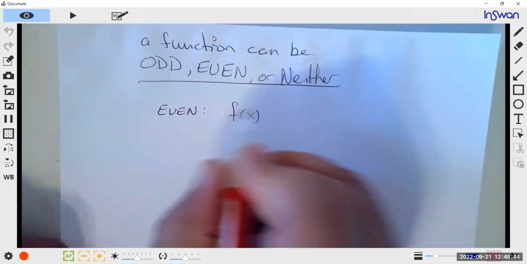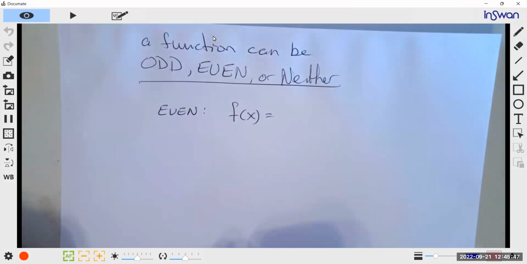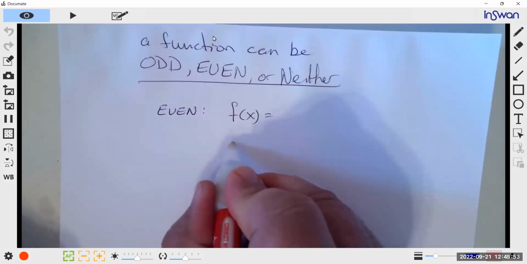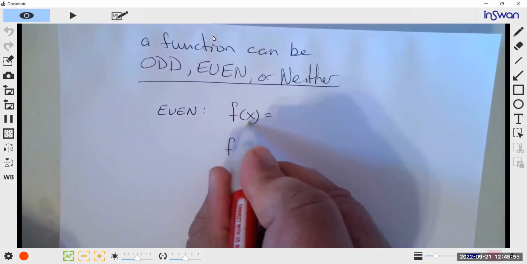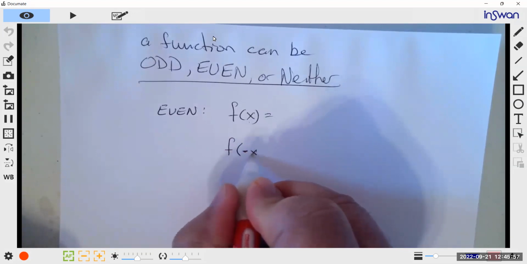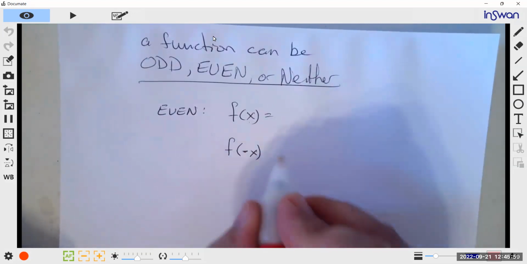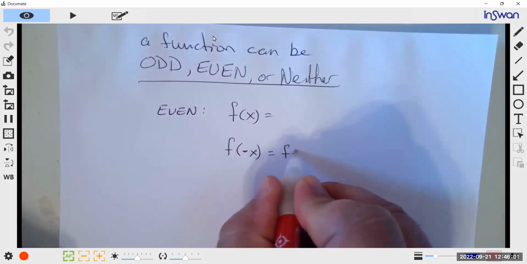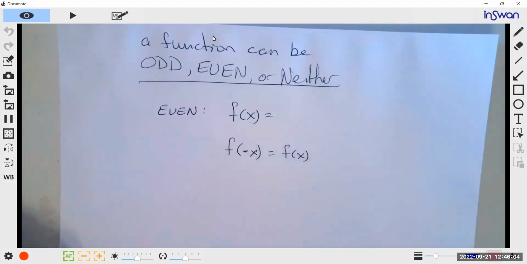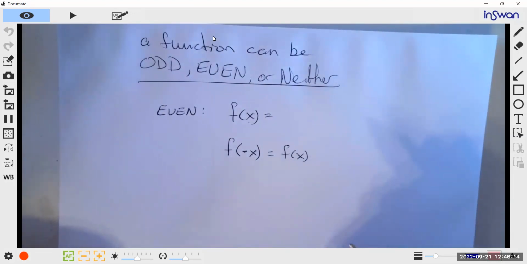You have a function, I don't care what it is, it could be anything. The test is to see if it's an even function. If you change the x value from positive x to negative x, it doesn't change the function. So that's an even function. In other words, it stays the same.